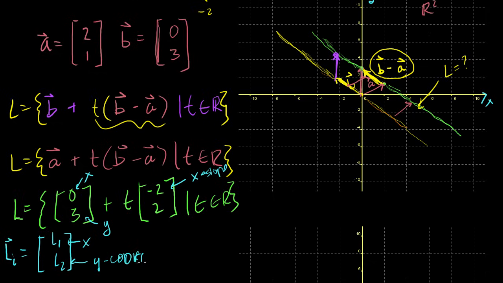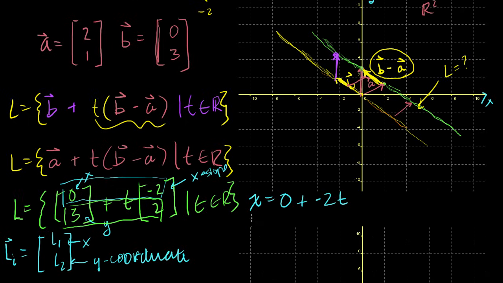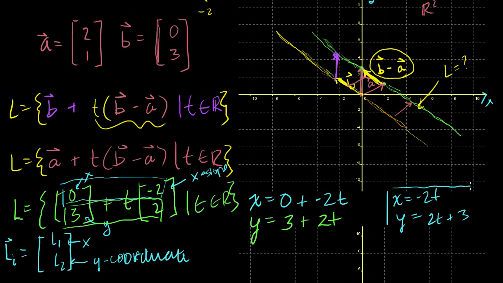Just to get this in a form that you recognize, we're saying that L is a set of this vector plus t times this vector b minus a. If we wanted to write it in a parametric form, since this is what determines our x-coordinate, we would say that x is equal to 0 plus t times minus 2, or minus 2t. And since this is what determines our y-coordinate, y is equal to 3 plus t times 2, or 2t plus 3. So we could have rewritten that first equation as x is equal to minus 2t, and y is equal to 2t plus 3. If you watch the videos on parametric equations, this is just a traditional parametric definition of this line right there.